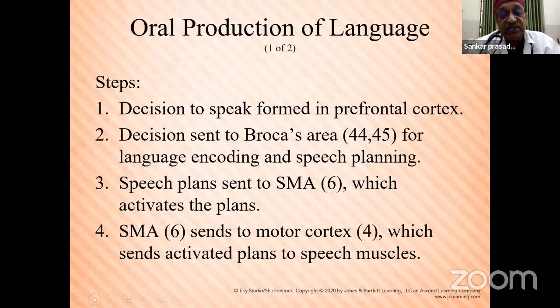The decision to speak is formed in the prefrontal cortex. The decision is sent to Broca's area for language encoding and speech planning. The speech plans are sent to the supplementary motor area, which activates the plans and in turn sends them to the motor cortex, which sends activated plans to the speech muscles, that is the labial, lingual and guttural sound production by the lips, the tongue, and the pharyngeal group of muscles supplied by cranial nerve 7.